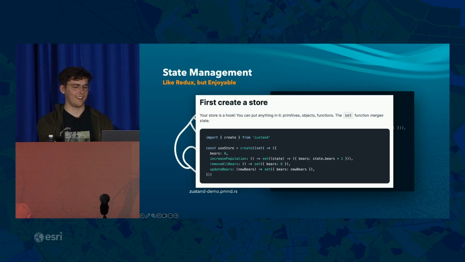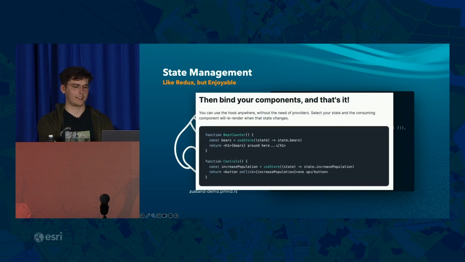So in this case, we're keeping track of the number of bears, and you can increase the population, you can remove all, you can update, and then you can hook that directly into your React applications, and that's it. And now you have shared state between components. So definitely, if you're working in React, it's worth checking out. And you can get much more complex with your state management as well. So it really is just an easy tool to get started with.